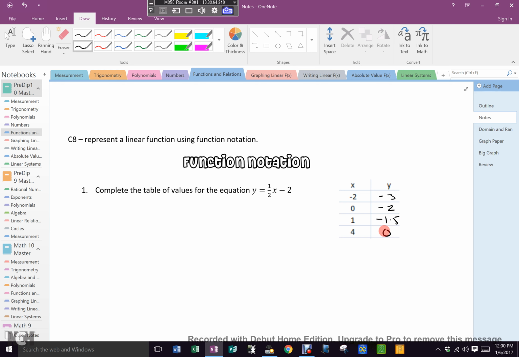How were you able to fill in this table of values? This is not a trick question. You take the x and you put it into the equation. Why?